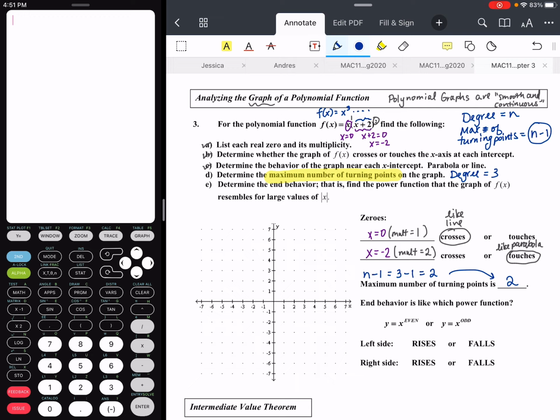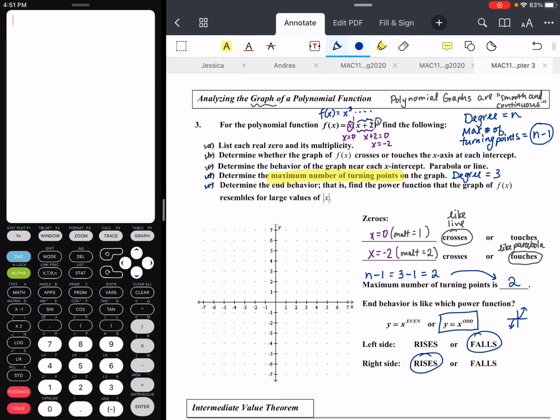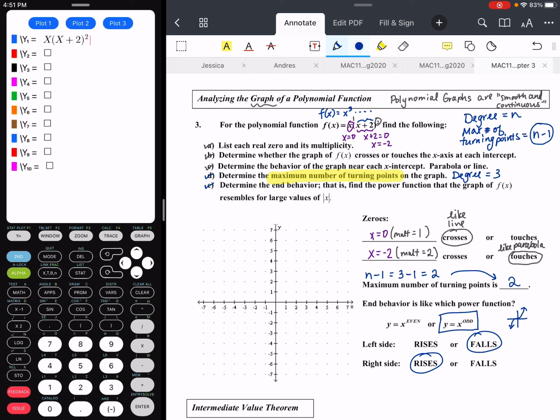End behavior is like which power function? We just said that this is similar to y equals x cubed, so y equals x to an odd power. Remember for y equals x cubed, quick and dirty sketch, looks like that. On the left side it falls to the left, on the right side it rises to the right. So we got our maximum number of turning points and we determined the end behavior of the function. Let's take a look and see if our predictions came true.